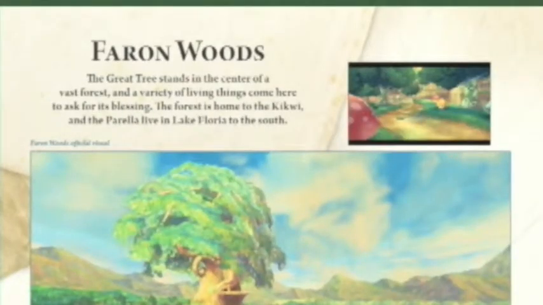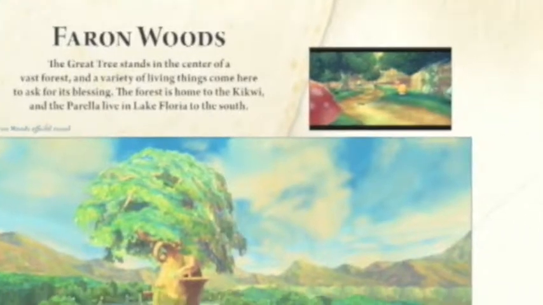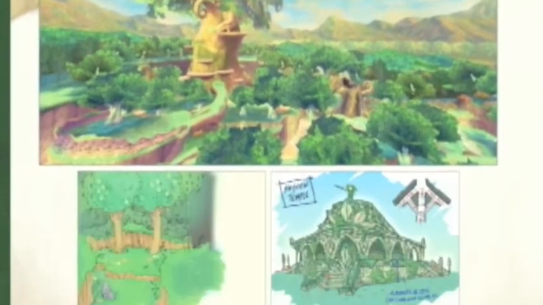The crests were also associated with the sages and different races, and appear in other games as well as this one. Okay, Faron Woods. The great tree stands in the center of the vast forest, and a variety of living things come here to ask for its blessing. The forest is home to the Kikwi, and the Parella live in the forest and in Lake Floria to the south. All this will be renamed, of course, in the future. Beautiful illustrations.